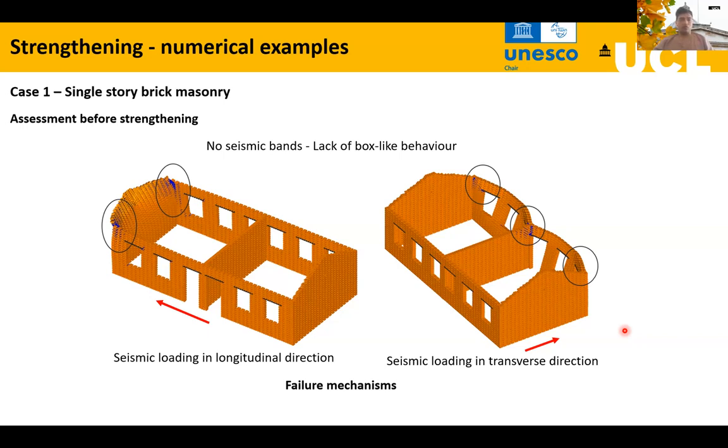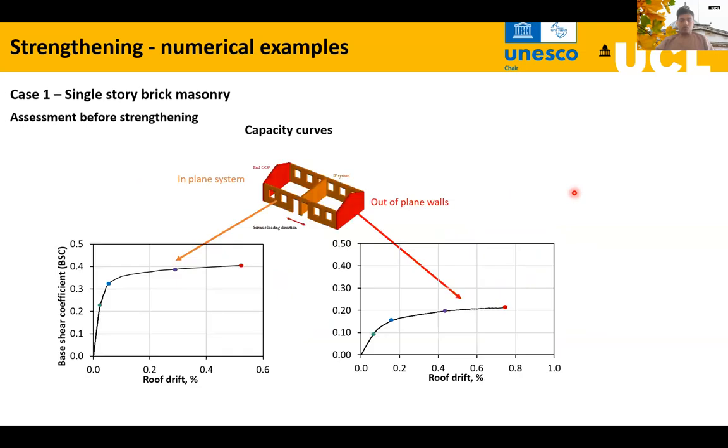So for the given building, we need to assess both qualitatively and quantitatively how much capacity there is and what the failure mechanisms in the building are. So before retrofitting the given existing building, we looked at how the building behaves during lateral action. In both directions, as you can see here, the walls acting in out-of-plane direction are the most vulnerable and they tend to separate out from the rest of the building. So the out-of-plane vulnerability here is the most critical, and that is due to the lack of box-like behavior, which basically is due to the lack of the horizontal bands.